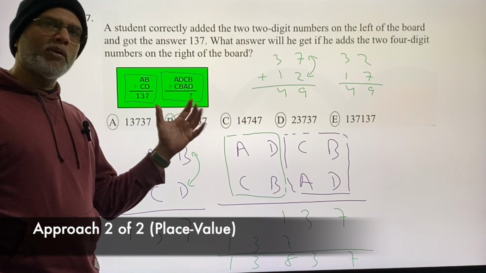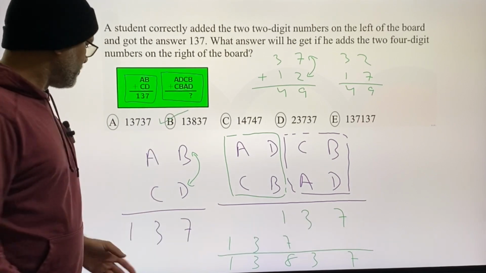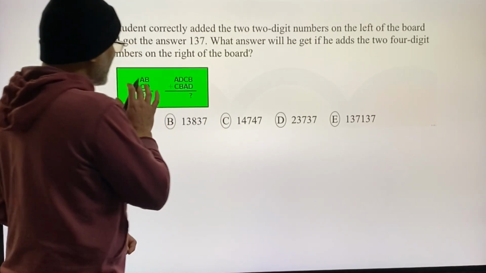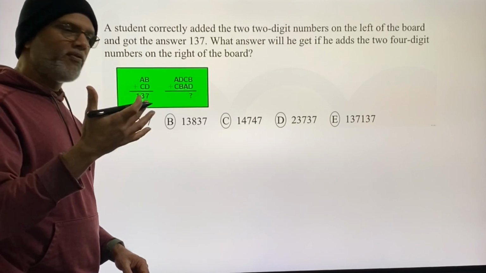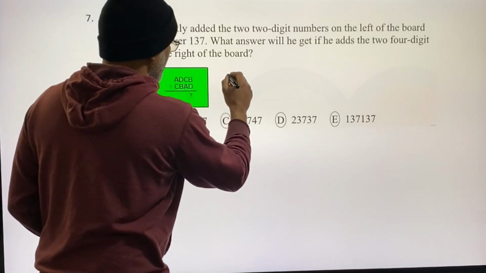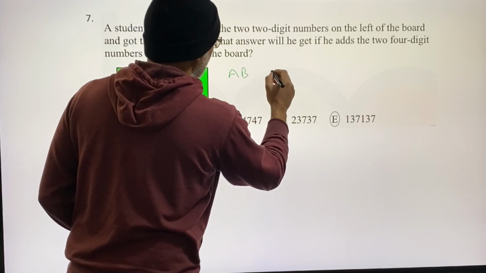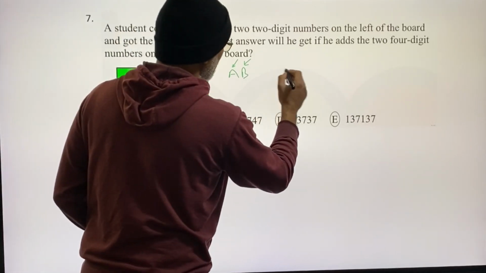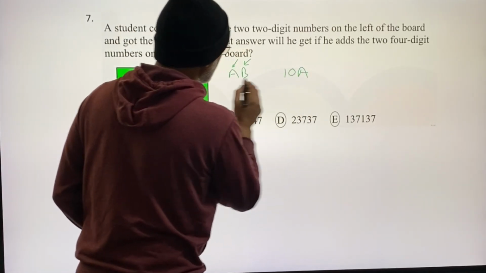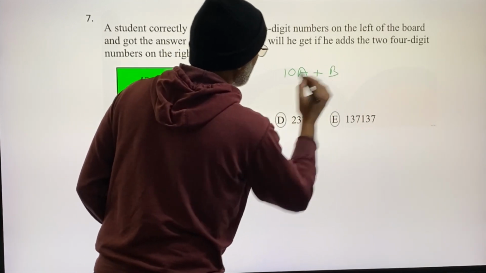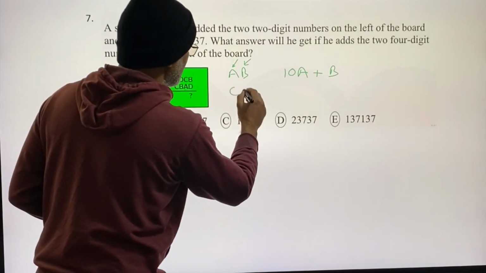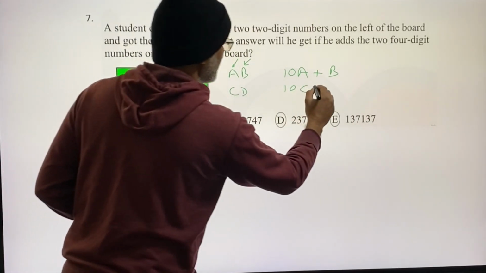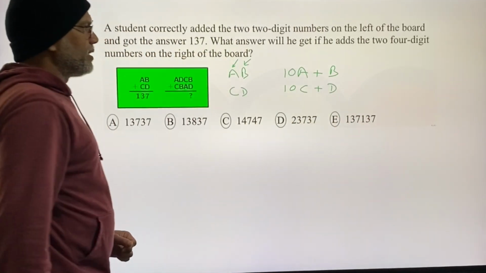We can also solve this problem using the place value. Let me show you that now. We are given AB plus CD is 137. Let me write it down in terms of the values. AB: this is at the unit place, this is at the tens place, so the value is going to be 10A plus B. Similarly, CD is going to be 10C plus D, because C is at the tens place and D is at the unit place.